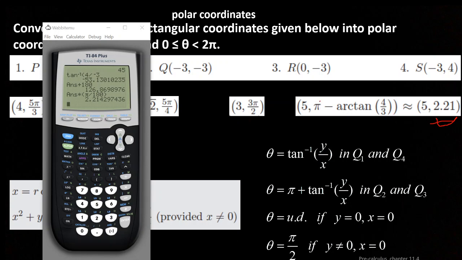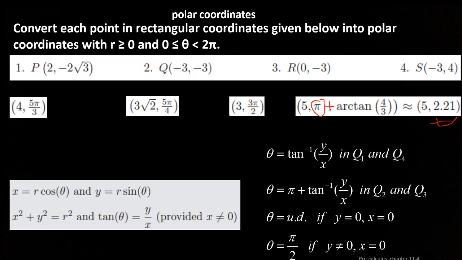Now, instead of that, you can just write it as pi plus arctangent of 4 over 3, because arctangent of 4 over 3 itself is negative. This should be a plus; that's a typo right there. All right. So that's that one right there, number 4.